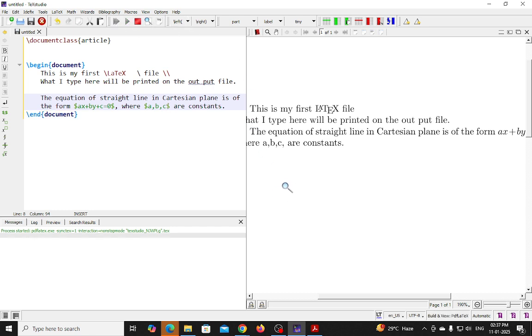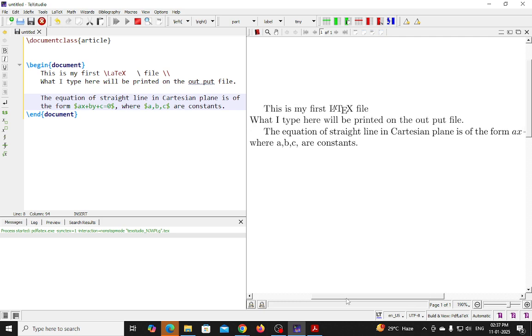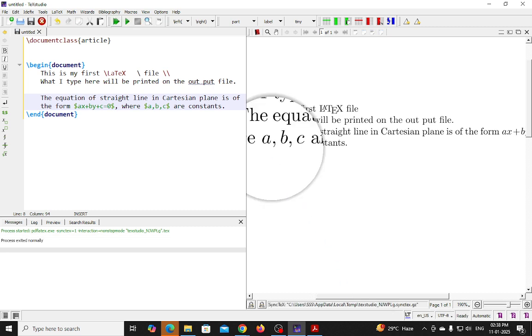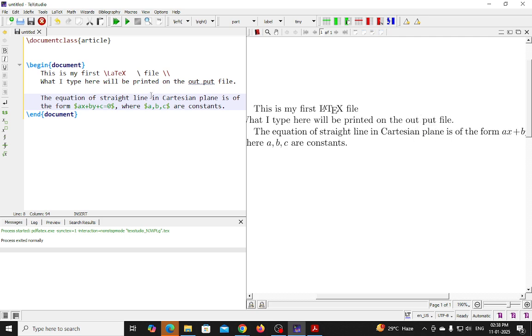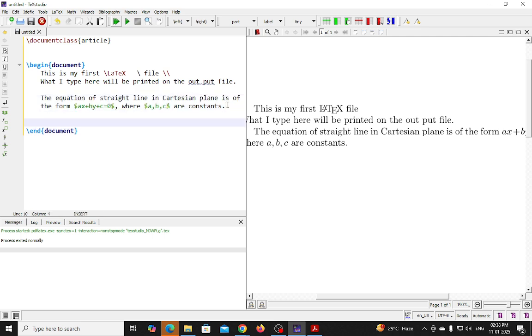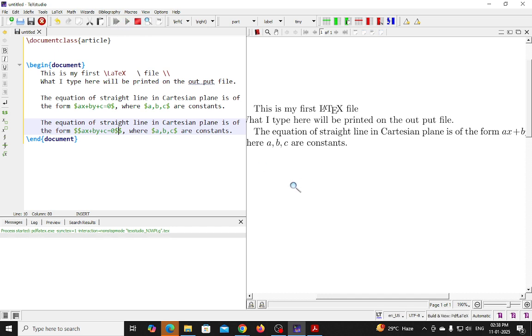So once again I will compile that. Now this is a proper way to generate the mathematical expression in the inline mode. Suppose you need a particular space after a, b, c, you may use a backslash, as I explained. Now once again I will copy the same thing, and you can notice what is meant by the display math mode. For the display math we have to put double dollar instead of the single dollar. So only for the equation of a straight line I am putting double dollar, and I will compile once again.